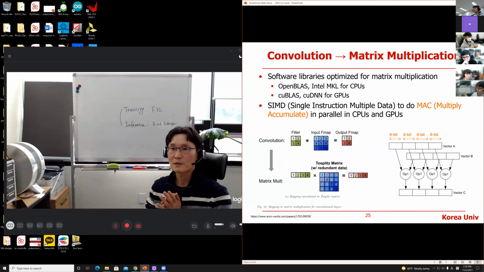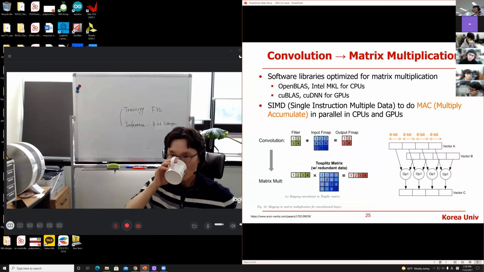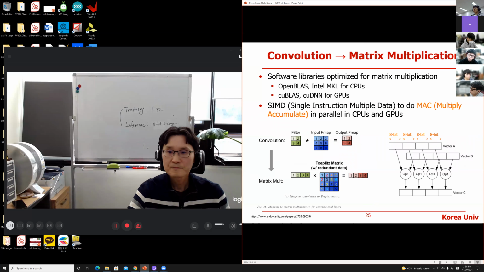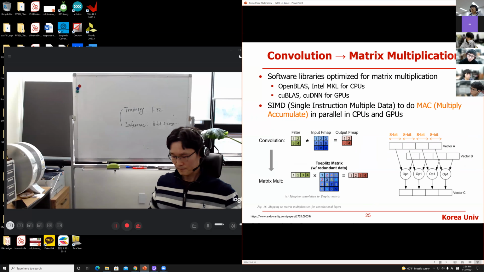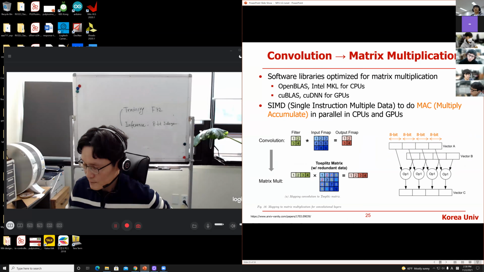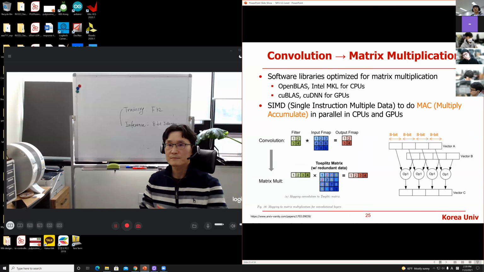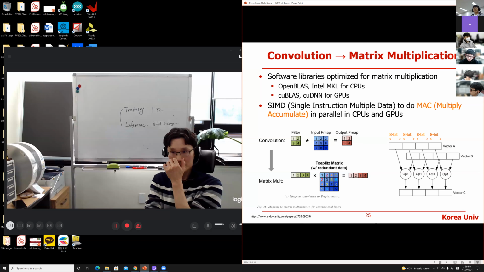Software libraries are optimized for matrix multiplication: OpenBLAS, Intel MKL for CPUs, cuBLAS, cuDNN for GPUs. SIMD, single instruction multiple data, does multiply-accumulate in parallel in CPUs and GPUs.